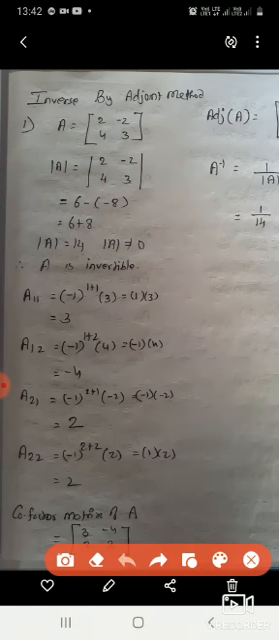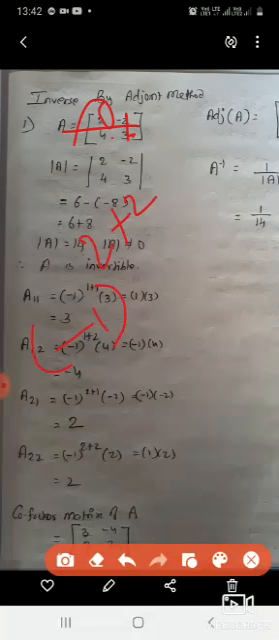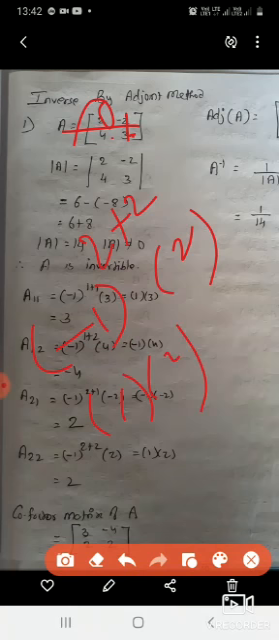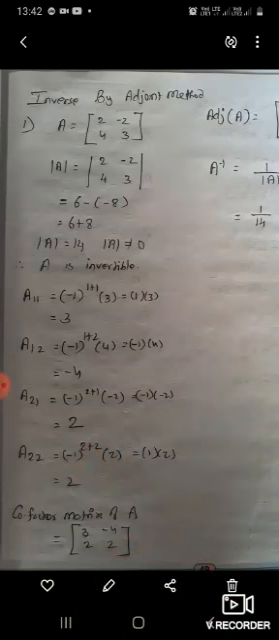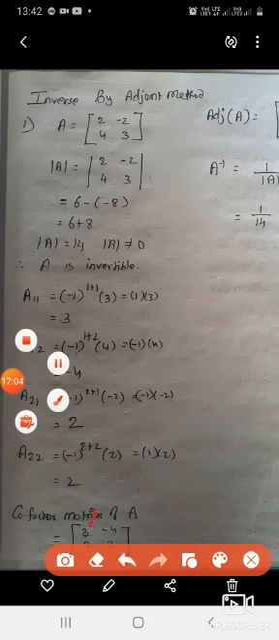Next one, A21. A21 means second row, first column you are going to leave, minus 2 is remaining. 2 plus 1 is 3, minus 1 to the power 3 into minus 2, that is equal to plus 2. Next one, A22. Second row, second column you are leaving, only 2 remains, minus 1 the whole power 2 plus 2 into 2, that is positive 1 into 2, 2. After getting all the values, we write them in matrix form: A11, A12, all the values.